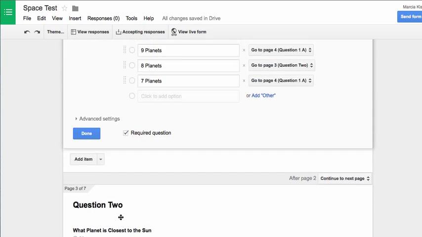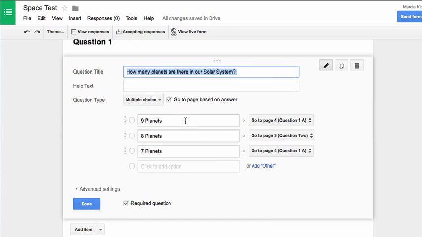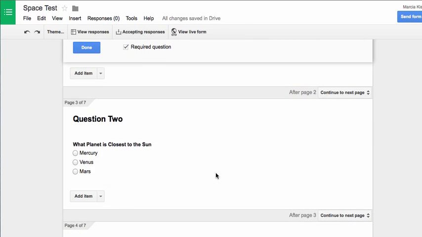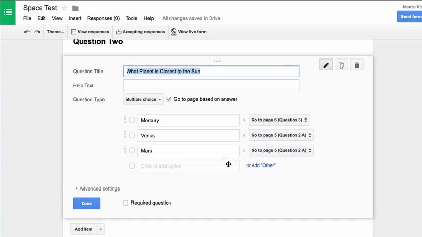Now remember, I chose where it went to. So if they picked 9 planets, they had to go to question 1A. Or if they picked 7 planets, they had to go to question 1A because they got it wrong. But if they got it right, they move right down to question 2. And question 2 says, what planet is the closest to the sun? When I click on that, you can see that I've also set it up.